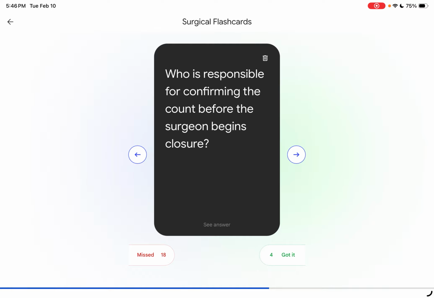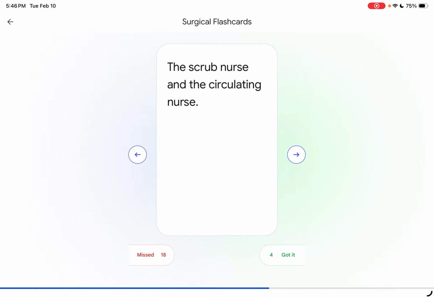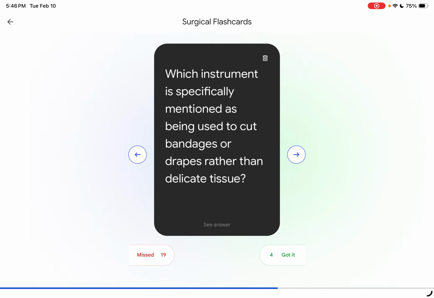Responsible for confirming the count before the surgeon begins closure. Siya ang responsable for confirming the count before the surgeon begins closure. Ang circulating nurse. Sige, silang duha. Which is, kanino sa mga ito ang mag-lead, kay ang circulating nurse. Okay, ang first case ang scrub nurse.